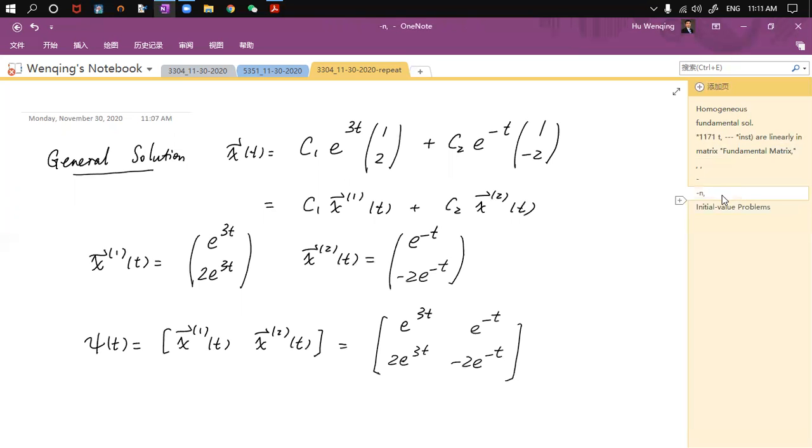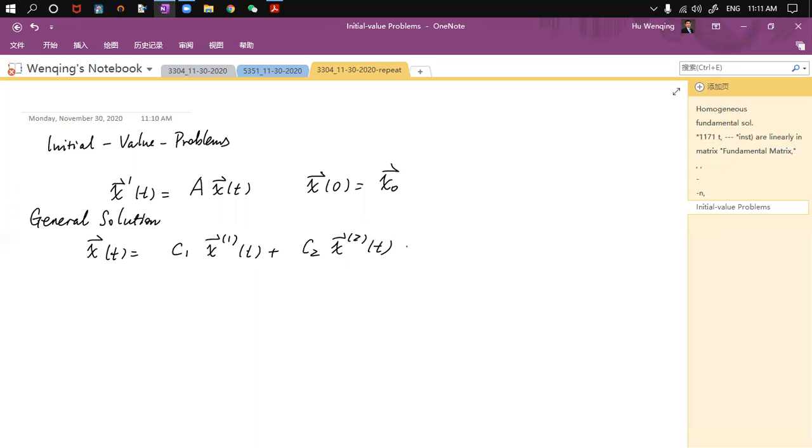So maybe I would just do a very general case. Okay, so let's say a very general case. So that means here I'm going to have c1 x1 of t plus dot dot dot plus cn xn of t. Okay, so that's a very general case. Now you want to find the coefficients. So how do you find the coefficients?